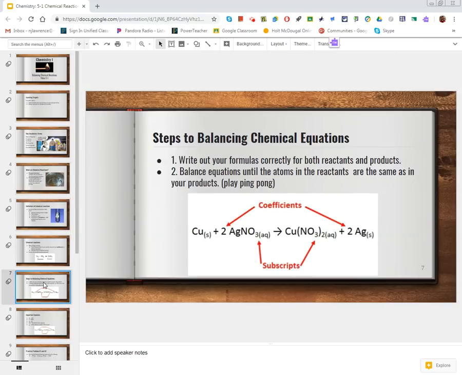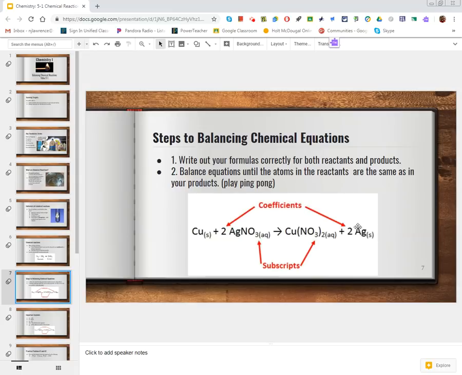So here are the steps to balancing a chemical equation. First of all, you want to make sure that you wrote out all your reactants and products correctly. Make sure all the chemical formulas are correct. If I tell you it's copper, make sure you understand how to write Cu. If I tell you it's silver nitrate, you know how to write silver nitrate. If I tell you it's copper nitrate being produced, tell me you know how to go through and write that out using your oxidation numbers from Unit 4.